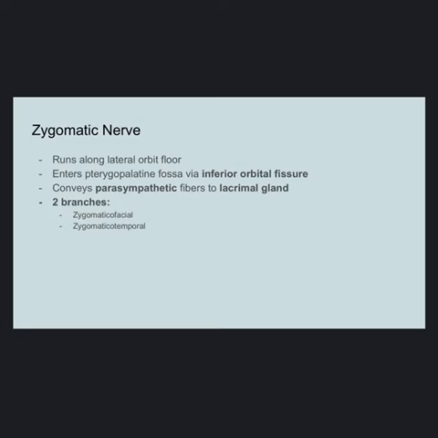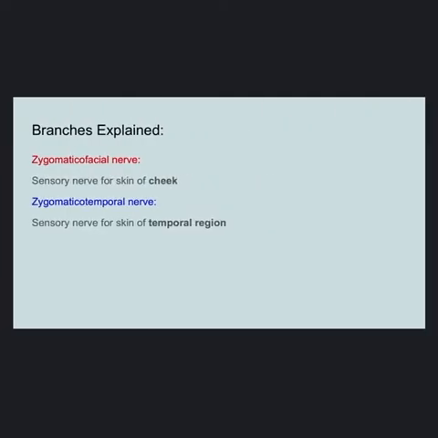The two branches of the zygomatic nerve are the zygomaticofacial and the zygomaticotemporal. The zygomaticofacial is a sensory nerve for the skin of the cheek, and the zygomaticotemporal is the sensory nerve for the skin of the temporal region.